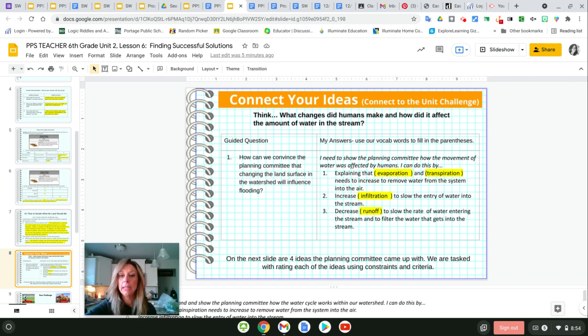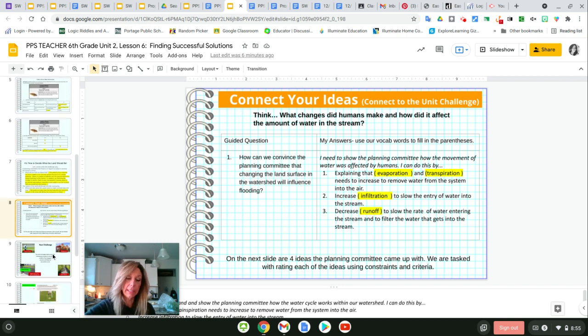Changes that we want to make or need to make. We need to increase water being removed from the system. We're going to do that through evaporation, getting the water up into the atmosphere, and then water moving through plants and going into the atmosphere. So evaporation and transpiration. Number 2, we want to make sure water goes into a slower pathway towards the stream. That would be infiltration into the ground. We want to decrease the faster pathway, which would be runoff. So decrease runoff to slow the rate of water entering the stream.